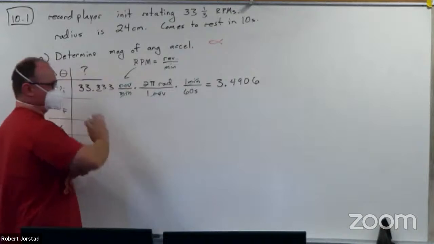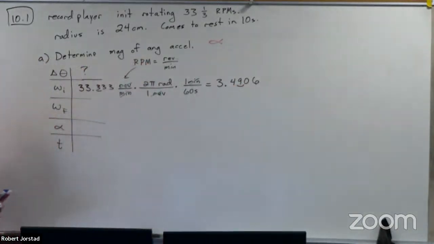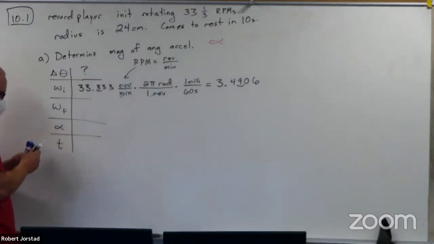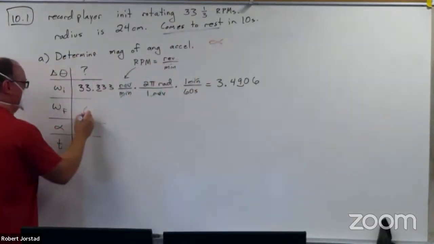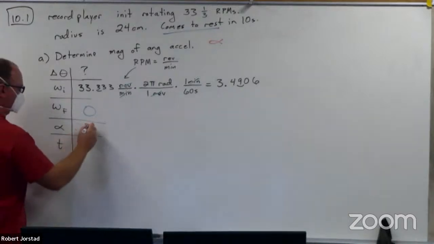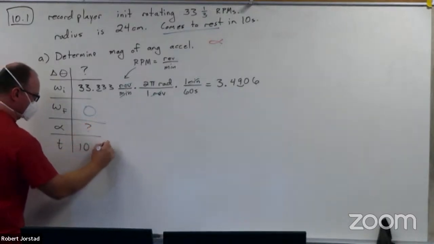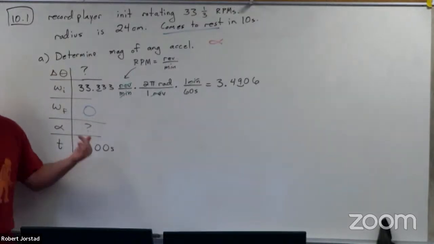Now, we obviously don't need that many digits, so let's just keep it to 3. I'm going to underline it right there so I remember later on we can round it. What's omega final? 0. How do you know? It comes to rest. And then here, I hope you agree, this is 10.00 seconds. I'll just stick an extra sig fig there. Let's assume it's good to 4.